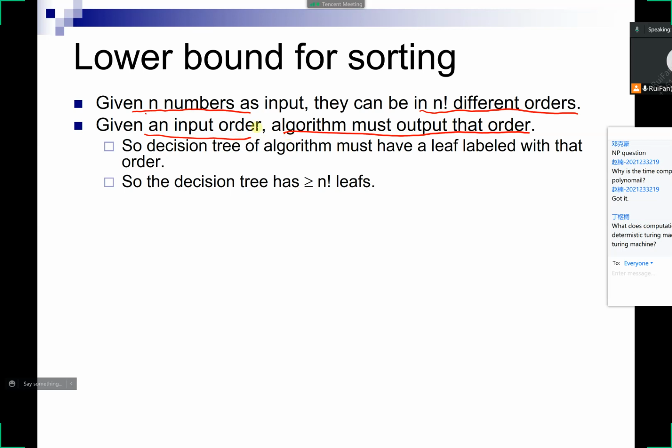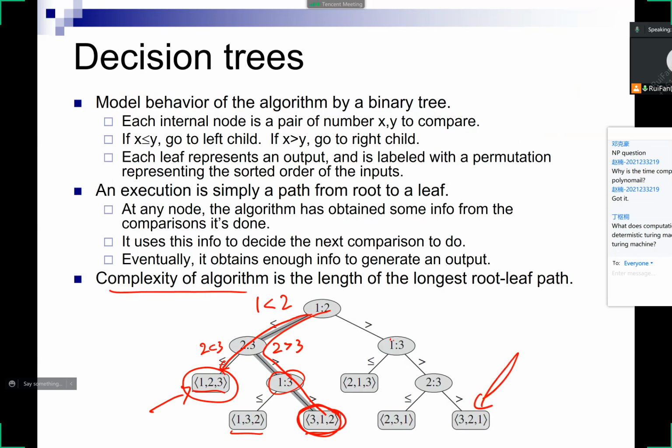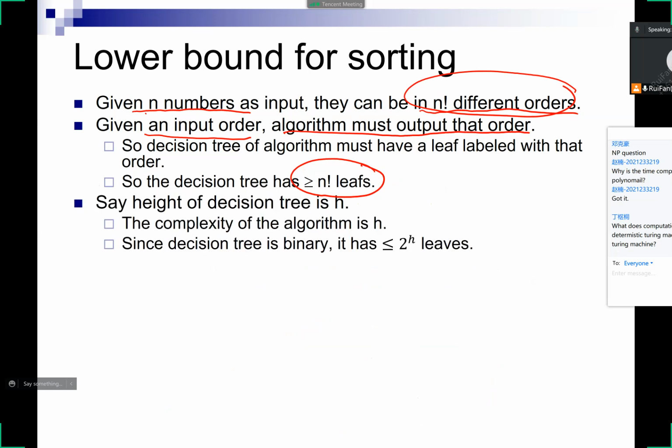And that means that because you have n factorial different input orders, your total number of outputs has to be at least n factorial. And remember that your outputs are on these leaves. So these are your outputs over here. So this means that you have to have at least n factorial leaves in your decision tree.